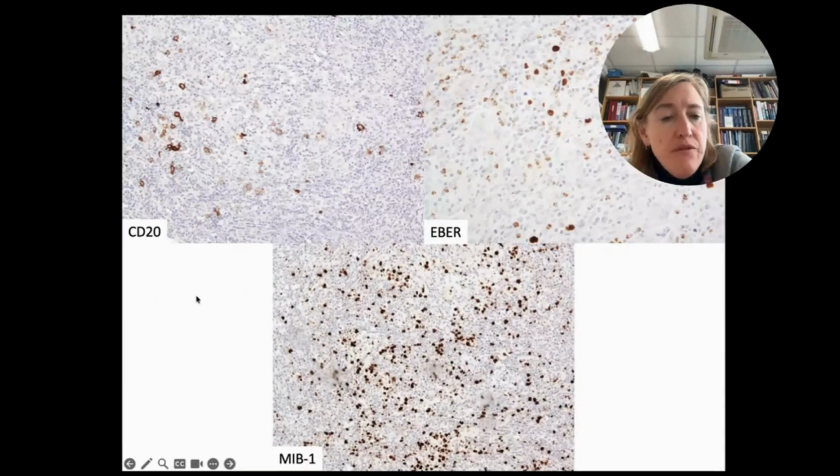The proliferation index MIB1, which is pretty much the same as Ki67, is pretty variable between cases. And you can see here it's not all that high, but it's probably high enough to make you stop and think about whether those T cells are benign.